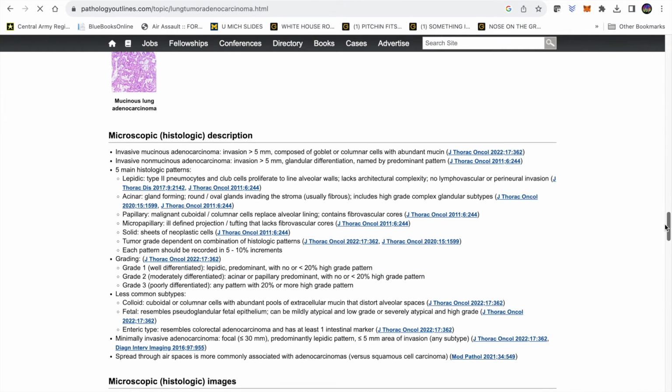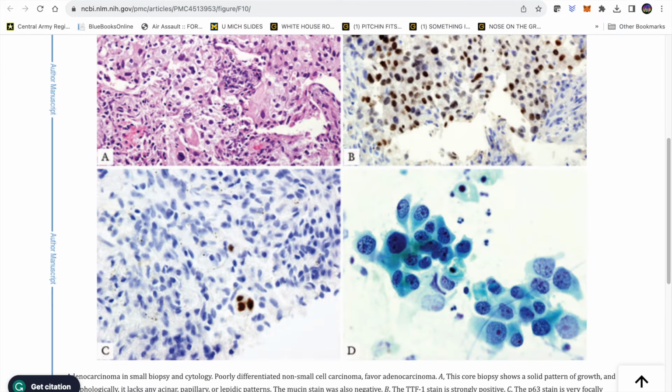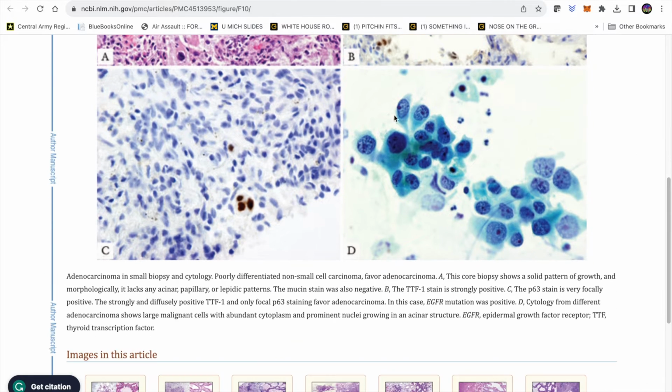And then the only thing else I wanted to show, I did want to show some cytology for lung adenocarcinoma. So in D here on the bottom right, sorry, my dog is sneezing in the background. We see cytology from different adenocarcinoma shows large malignant cells with abundant cytoplasm and prominent nuclei growing in an acinar structure. And you can really appreciate that here. So you have these prominent large pleomorphic nuclei with prominent nucleoli, and you can see that they're growing in acinar structures. And this is a cytological sample of lung adenocarcinoma.